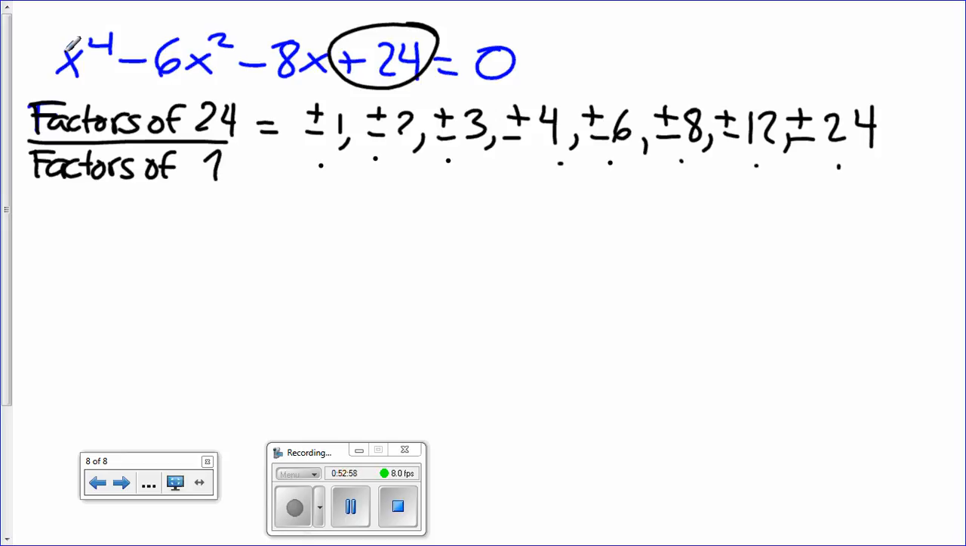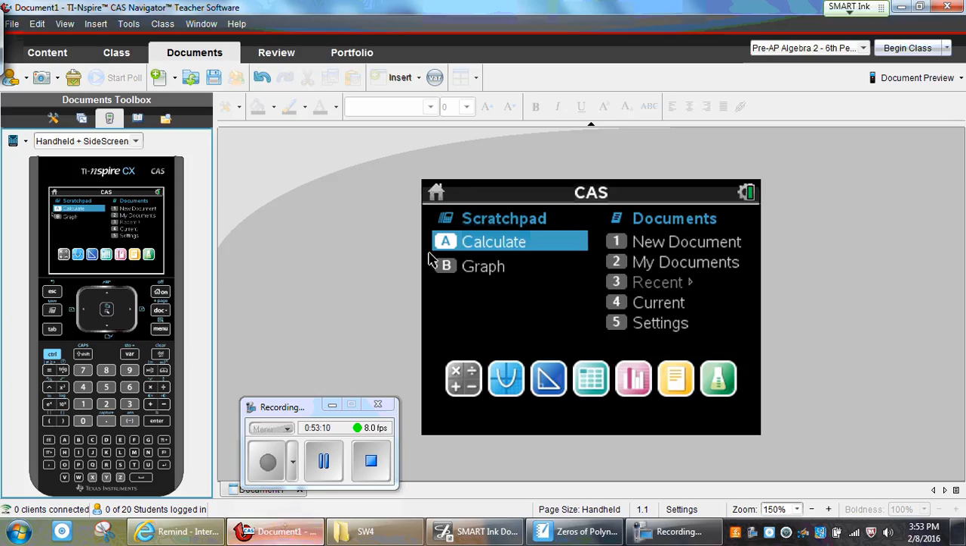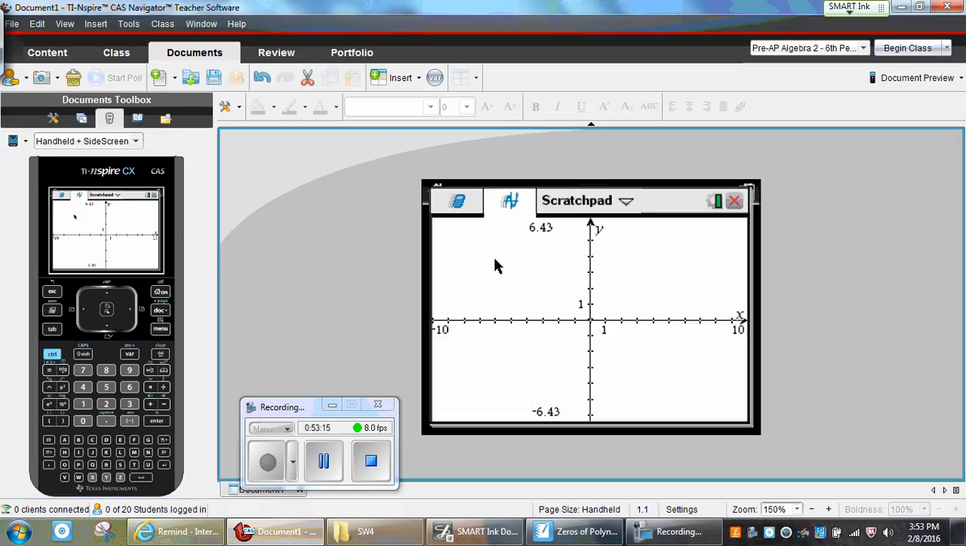Okay, now I'm going to show you a little trick, which is not cheating. It's making educated guesses. However, you cannot use this on the TSI, okay? So don't get too comfortable with it. Because you cannot use a graphing calculator.